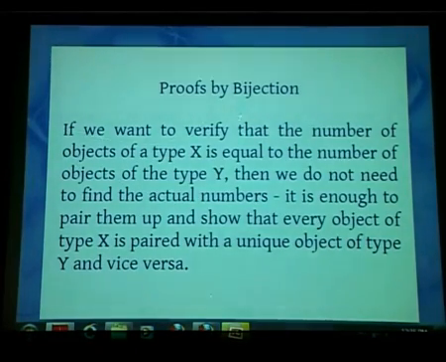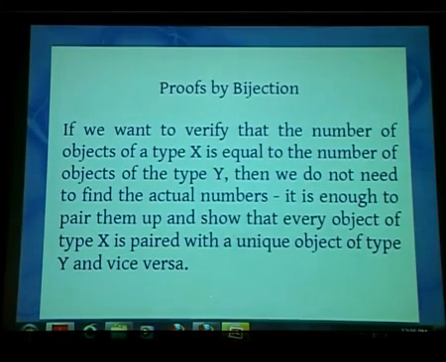If we want to verify that the number of objects of a type X, that means a set X, is equal to the number of objects in a set of type Y, then we don't need to find the actual numbers. If I have more students and only 3 names, then the numbers won't agree. But if there are only 3 students, how should we know this?